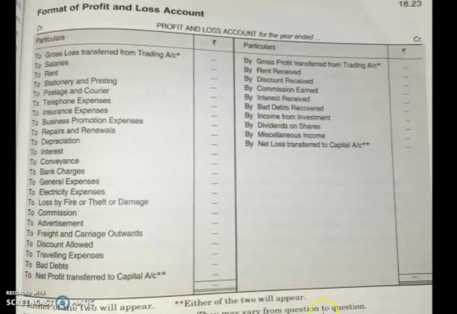When you close the profit and loss account, you will get net profit or net loss, which you will transfer to the balance sheet capital item. If it is profit, you will add that item to capital, and if it is a loss, you will subtract it from the capital. So either of these will come. Either net profit will appear or net loss will appear. So when you close this account, at that time you can find net profit or net loss in this account.